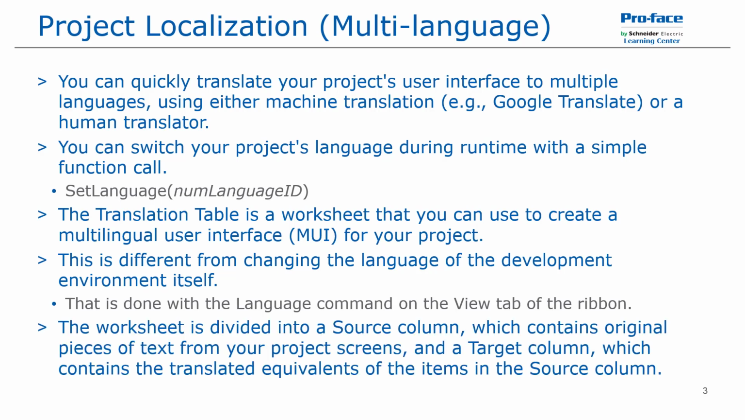The worksheet itself is divided into a source column, which contains the original pieces of text that you enter into your project during development, and a target column, which contains the translated equivalents of those items that are in the source column.